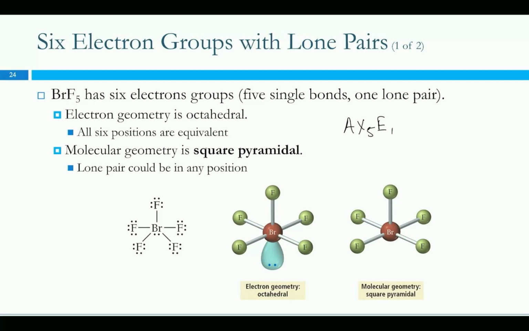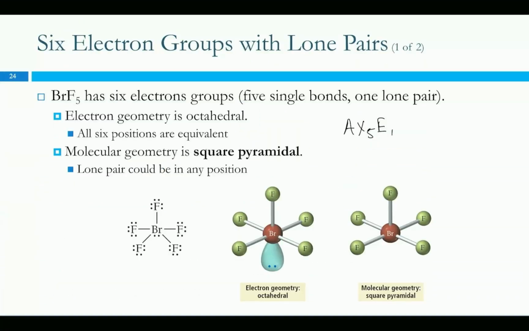So if I put one lone pair on, I just replace one of these, and you get a square pyramidal. Just like how we took the tetrahedral, if you replace one of those, you get a trigonal pyramidal. Now you've got a square pyramid. More like the Great Pyramid.